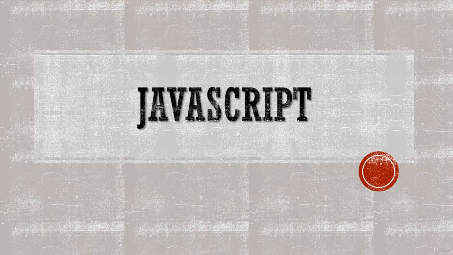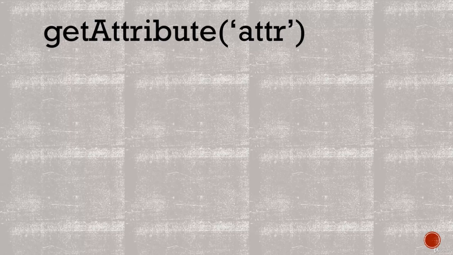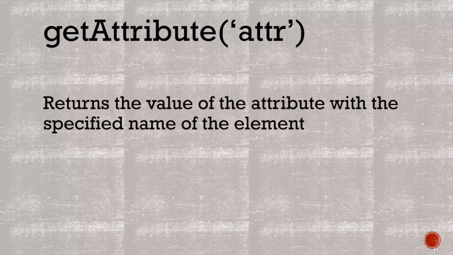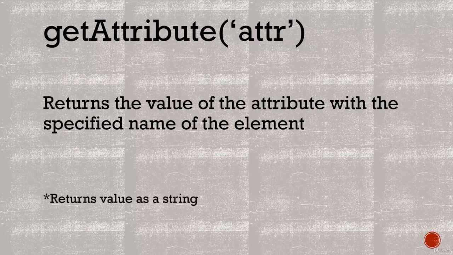In order to manipulate HTML element attributes, DOM allows us to use several methods. The first method which I would like to introduce you is getAttribute. It returns the value of the attribute with the specified name of the element. The value that is returned using this method is a string.